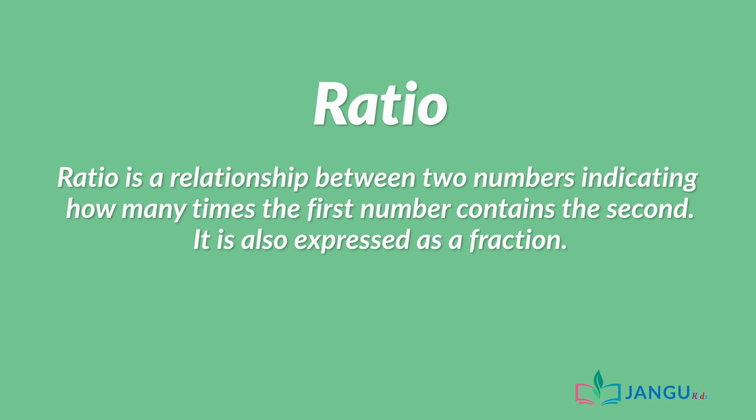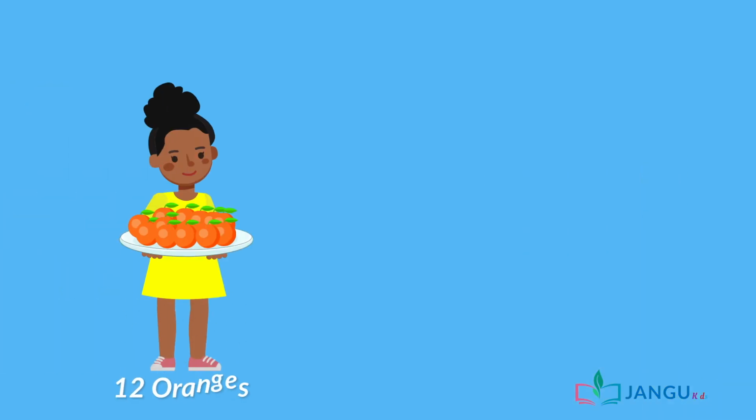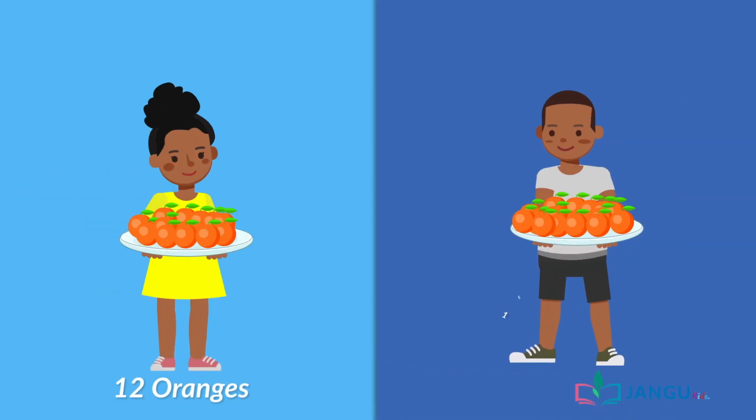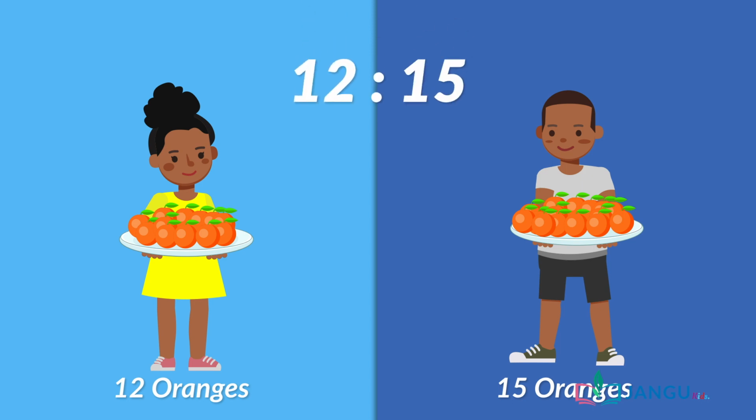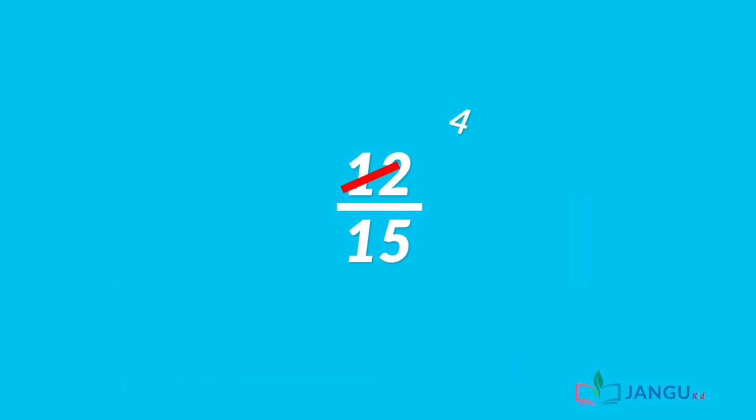Ratio is a relationship between two numbers, indicating how many times the first number contains the second. It is also expressed as a fraction. For example, Fumi has 12 oranges and Edith has 15 oranges. Then the ratio of Fumi's to Edith's oranges is written 12 to 15. Similarly, the ratio of Edith's to Fumi's oranges is written as 15 to 12 and can be further simplified to 4 to 5.